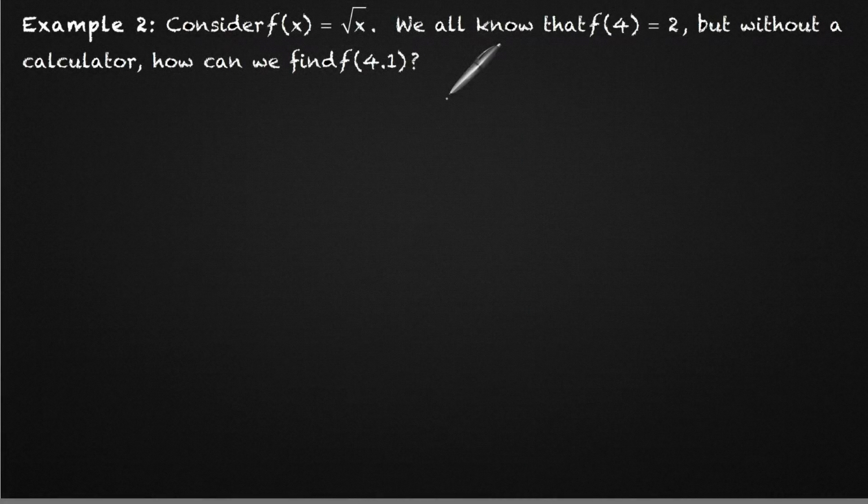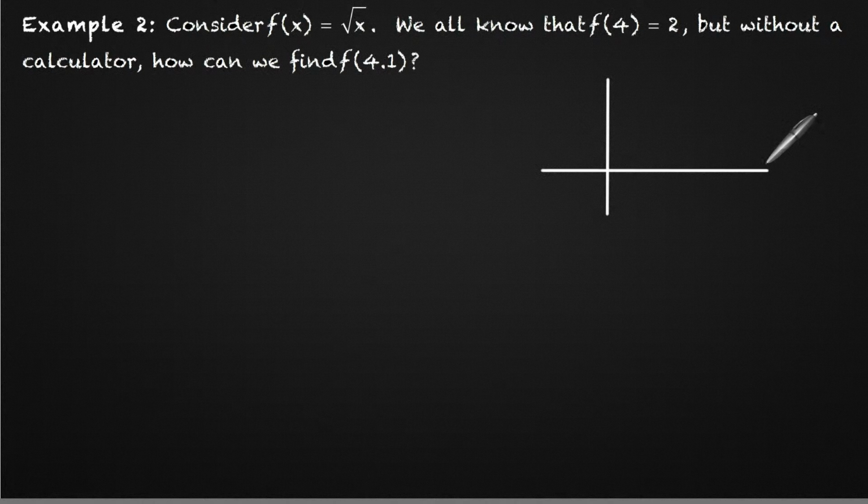All right, let's say we have the function f of x is equal to the square root of x, and we all know that the square root of 4 is simply 2. But let's say we wanted to find the square root of 4.1 without a calculator. And that's where the idea of a derivative would come in handy. So let me just kind of illustrate for you basically what we're doing here.